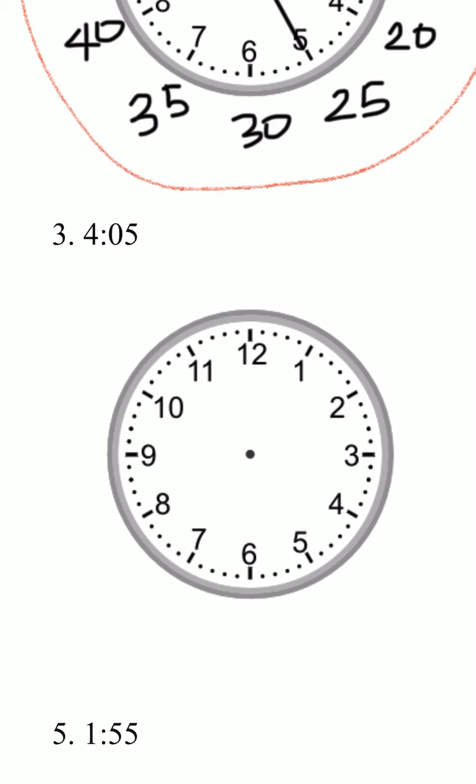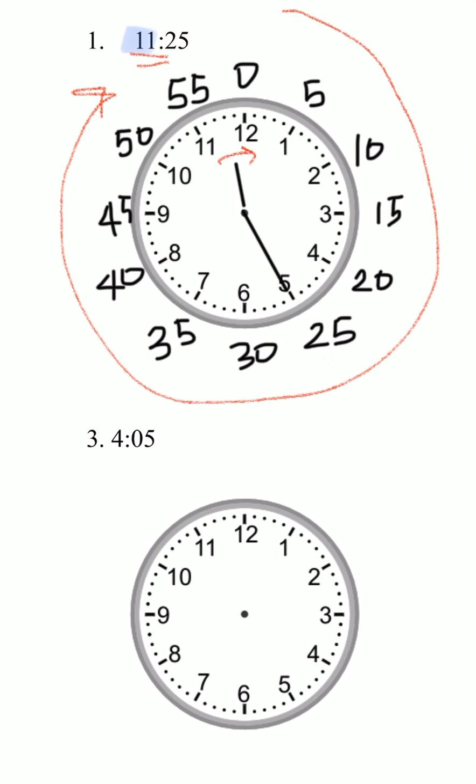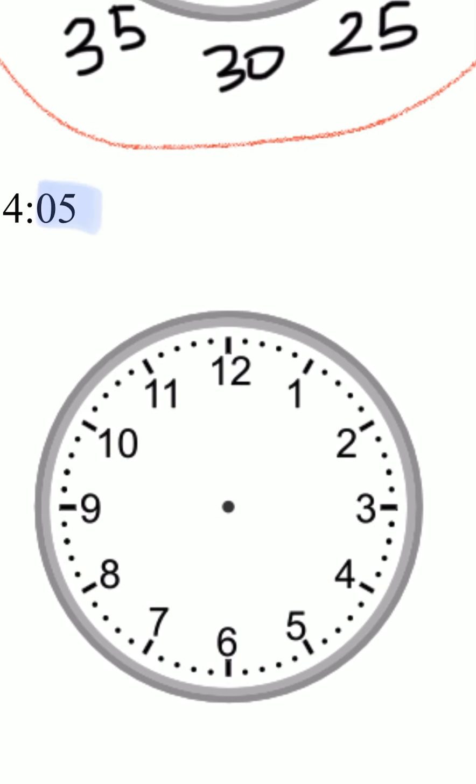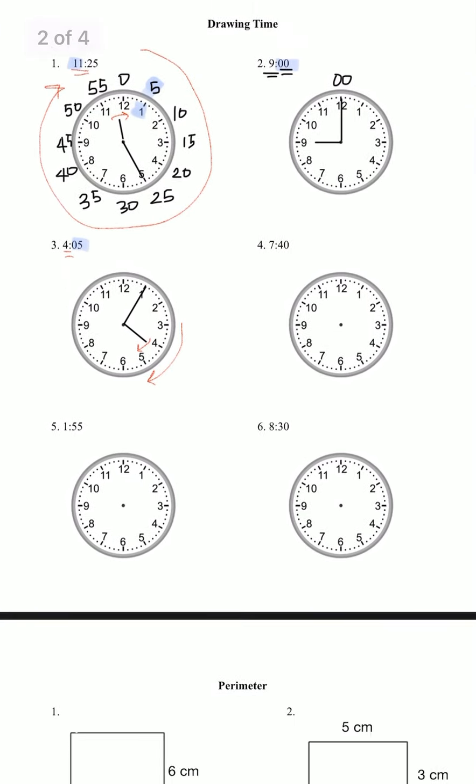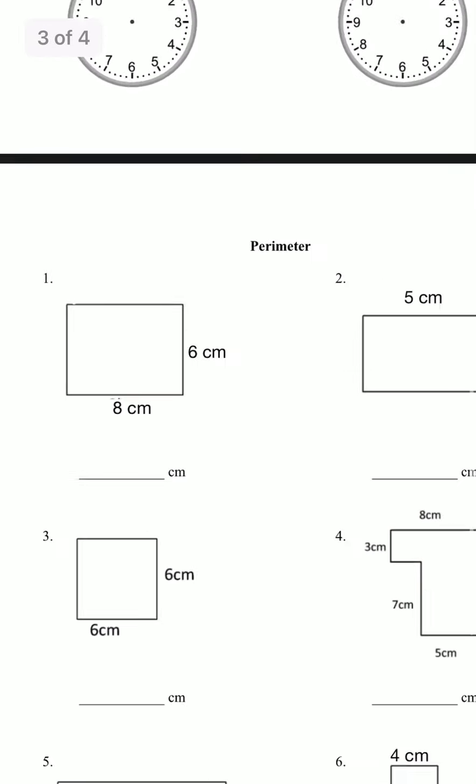Now, number 3, 4:05. 5 was over here, and that was 1. So the long hand, which is the minute hand, needs to point at 1. Now, because it's 4:05, it's going to be between 4 and 5 because the clock is going in that direction. So the shorter hand is going to be pointing between 4 and 5.